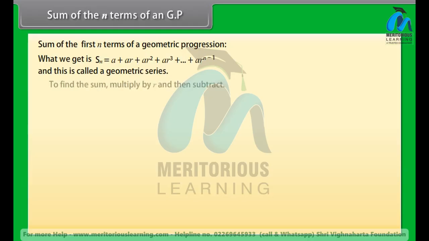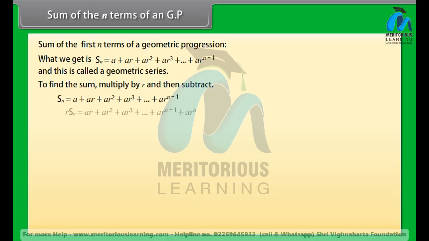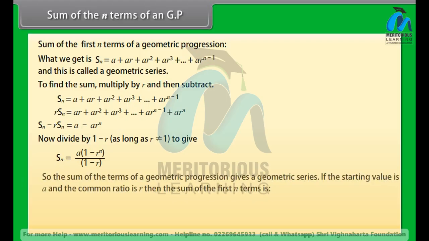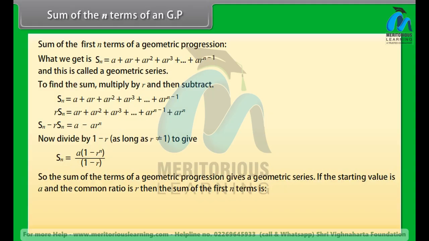Now the trick here, to find the sum, is to multiply by r and then subtract. We get Sn minus r Sn is equal to a minus a r raised to the power n. Now divide by 1 minus r as long as r is not equal to 1 to give Sn is equal to a into 1 minus r raised to the power n whole upon 1 minus r. So the sum of the terms of a geometric progression gives a geometric series.